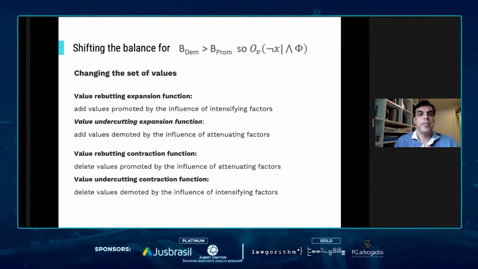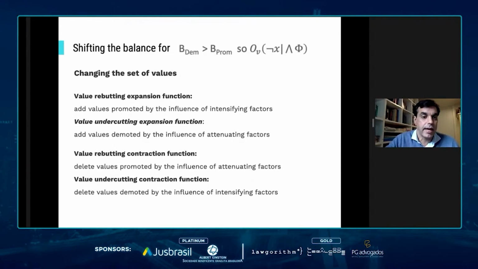With respect to the shifting of balance, we may also have a shift concerning the set of values. If we add values, or if we contract or delete values, this may also lead to a shift of the balance, changing the reasons for a prohibition to reasons for a permission. This shift may be caused by a value rebutting expansion function.